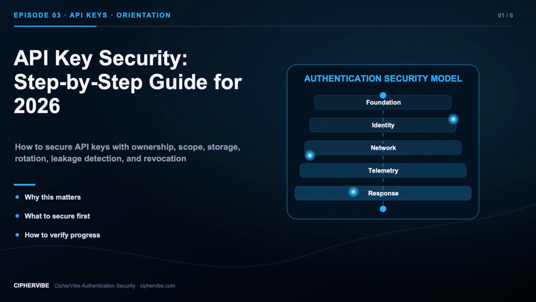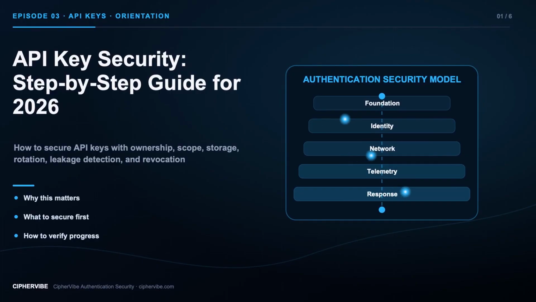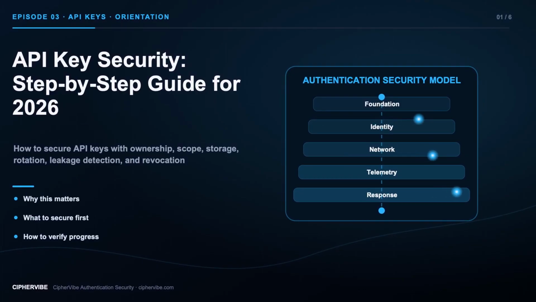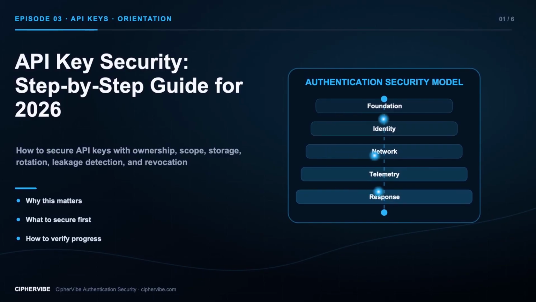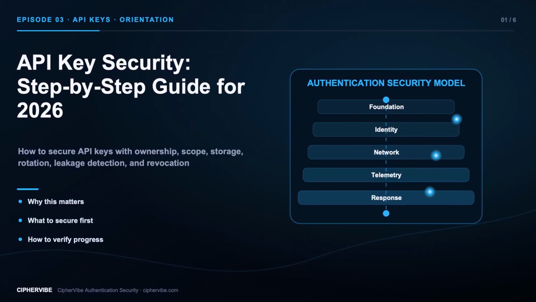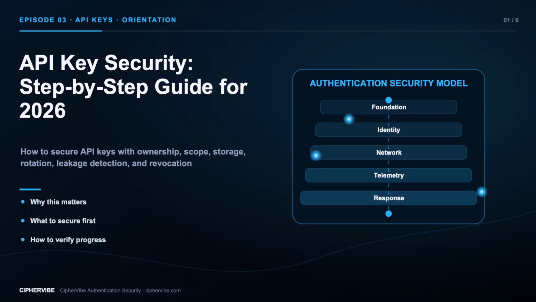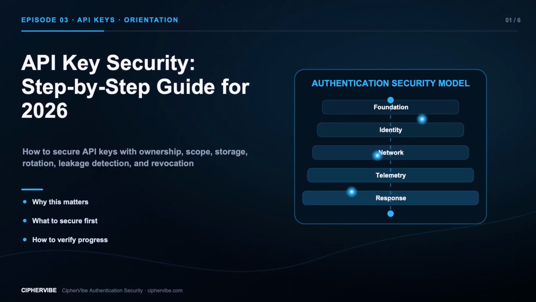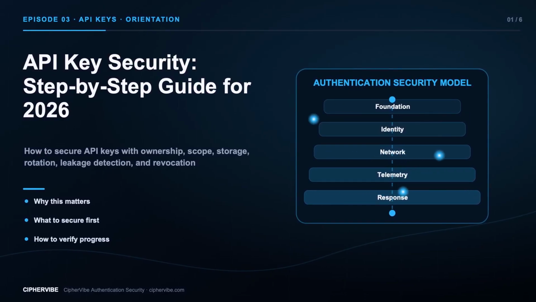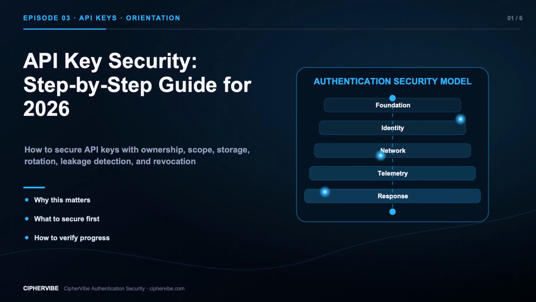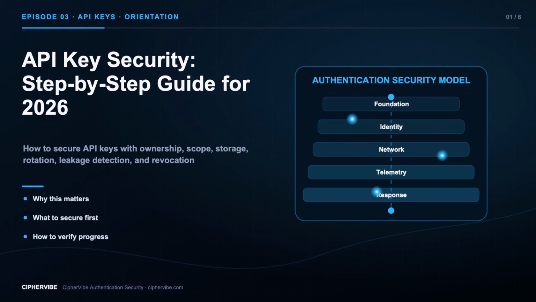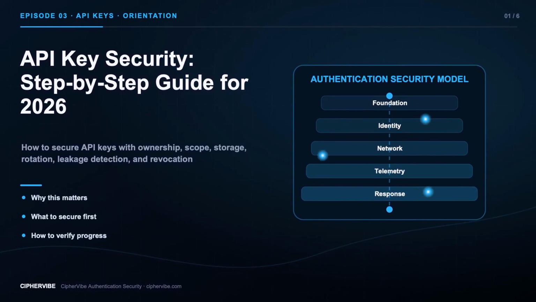Today we will make API Key Security, step-by-step guide for 2026 practical, prioritized, and connected to how real cloud environments are operated. API keys are simple, useful, and dangerous because possession often equals access. This episode shows how to make API Key Authentication safer with ownership, narrow scope, expiration, rotation, secure storage, usage analytics, leakage detection, and emergency revocation.